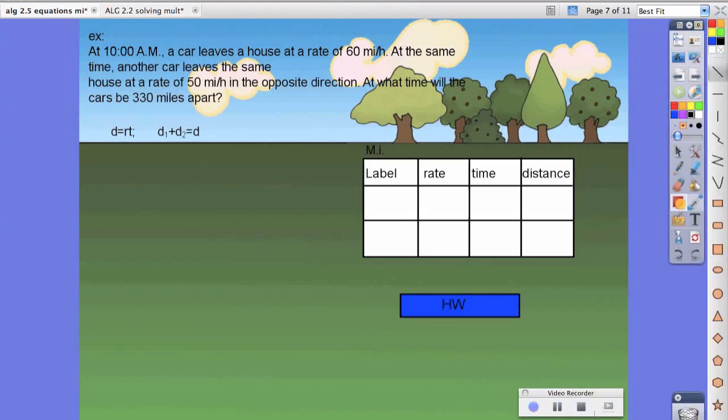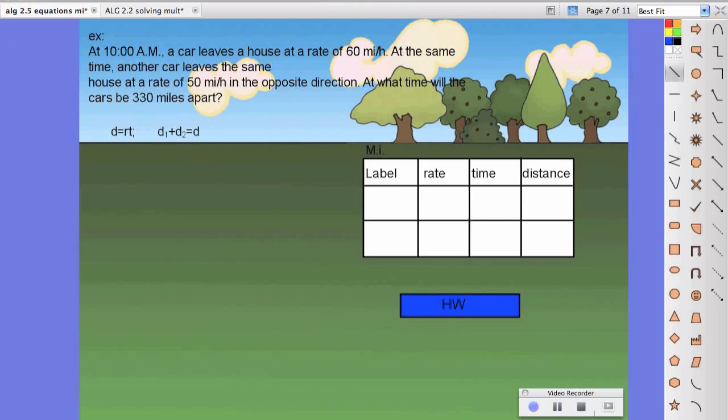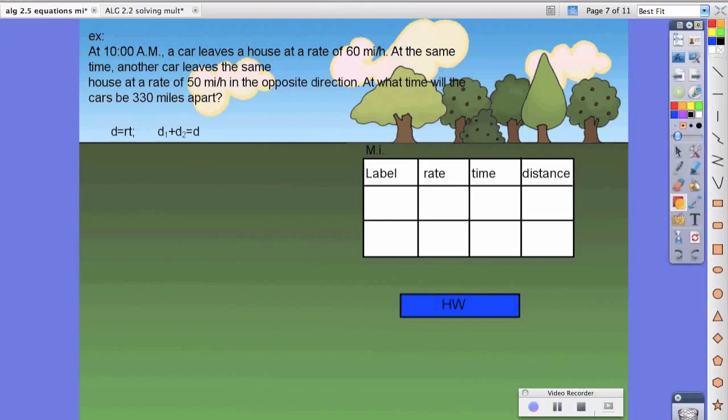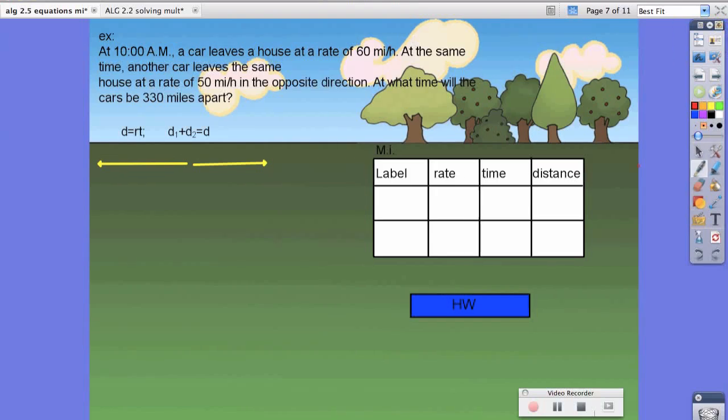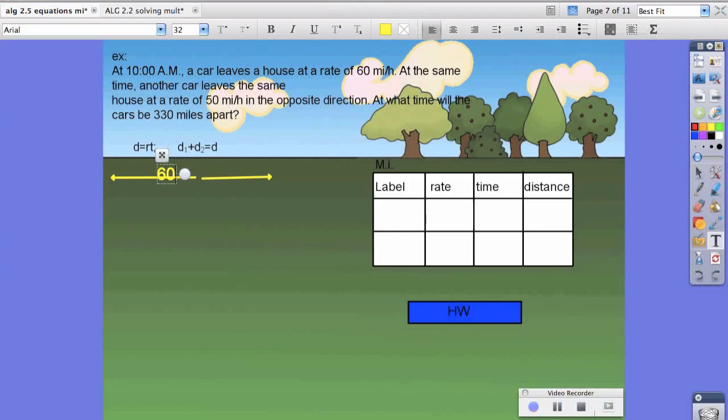So let's imagine this just for a second, shall we? That we have two cars going in opposite directions. So one car is going to be going west. The other car is going to be going east. What we want to think about is car A, or the first car, goes at 60 miles per hour. Car B goes at 50 miles per hour.